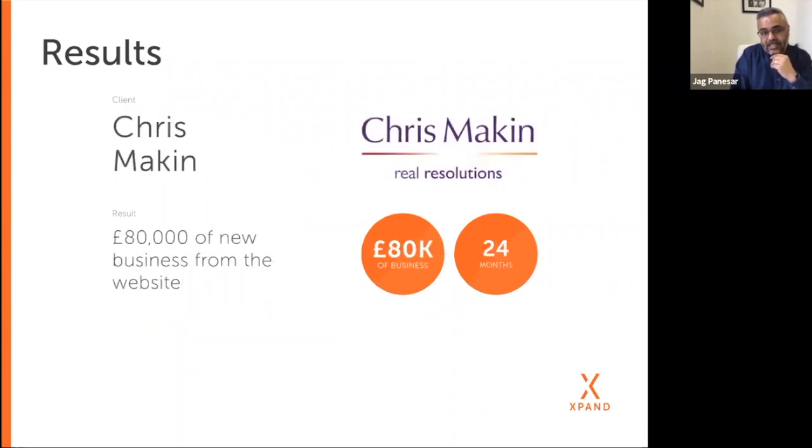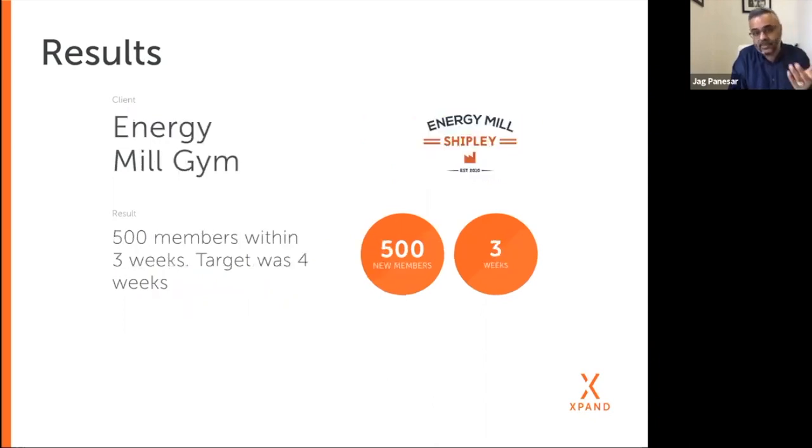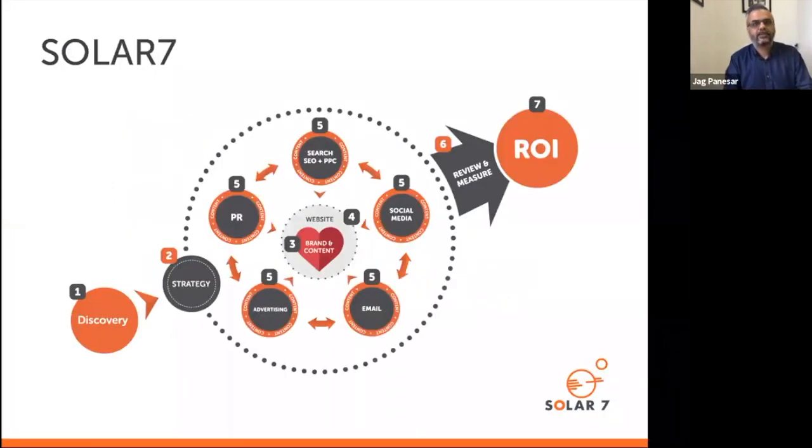Chris Makin is a forensic accountant. We've just recently rebranded him, and we got him £80,000 of new business via SEO from his website. And Energy Mill Gym, our local gym: we got them 500 members within 3 weeks, and the target was 4 weeks, so they were really happy with that. This was when they launched a few years ago. So that's a bit of an outline of generally the outcomes that we work to.